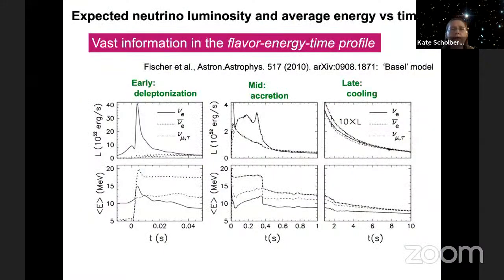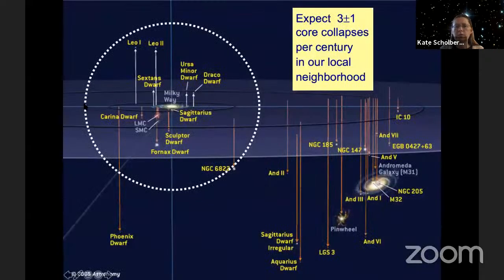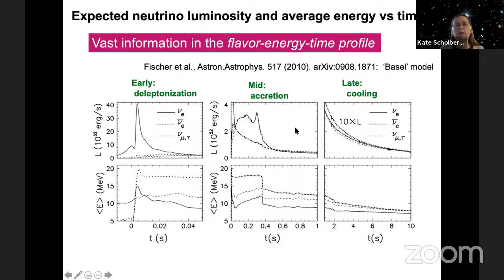Now, you saw something like this before in Professor Dighe's talk. The information that we're after coming from the supernova that we can get at experimentally is in the flavors and energies and time, this profile of the burst. This is an example of a particular model, which is kind of typical for what you expect. The top plots here are showing the luminosity as a function of time. The bottom are showing the average energy as a function of time, and the different lines are showing the different flavor components. So you have electron neutrinos, antineutrinos, and then the other heavy flavors and their antineutrinos.